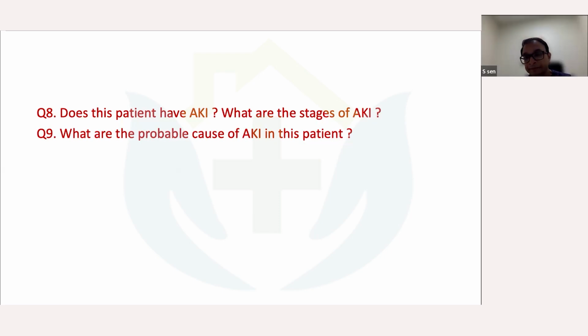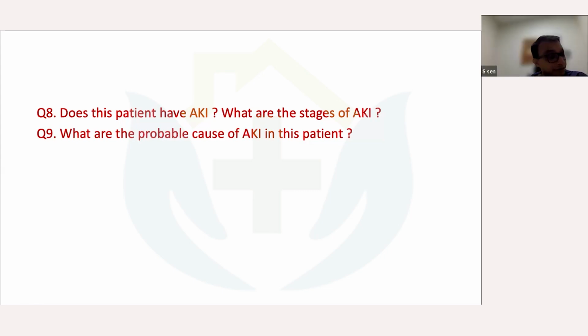What is stage 1 AKI? Stage 1 is an increase in creatinine of 0.3 from the baseline within 1 day, or 1.5 times the baseline within 1 week, or urine output less than 0.5 per kg per hour for 6 to 12 hours. What is stage 2 AKI? Stage 2 is creatinine increase of 2 to 3 times, with urine output less than 0.5 for more than 12 hours.